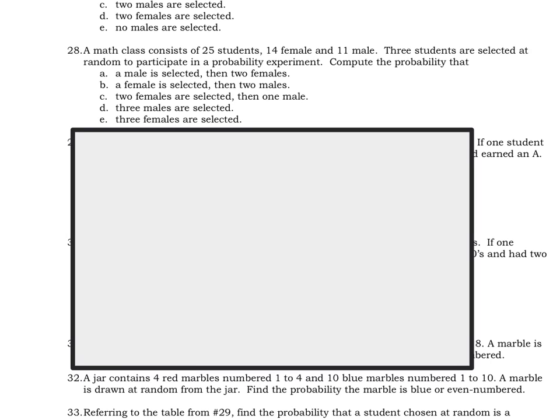Probability Exercise 28. A math class consists of 25 students, 14 female and 11 male. 3 students are selected at random to participate in a probability experiment. Compute the probability that... when we read all of these and when it says "and then," they're making the assumption that order matters. So at the juncture of the notes here, we haven't talked about permutations or combinations.